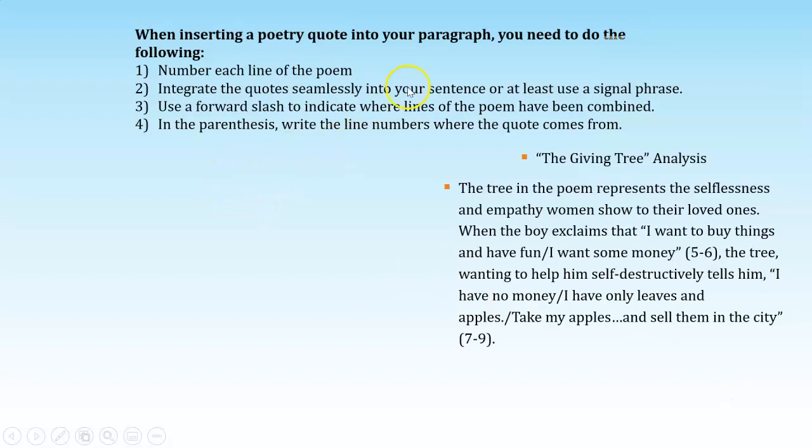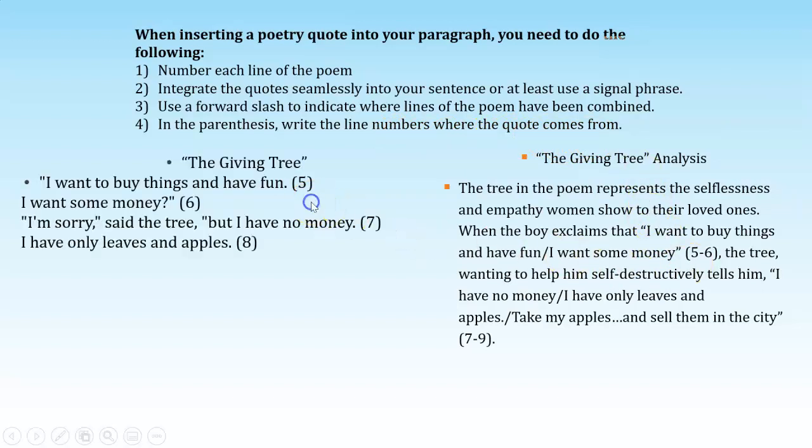And then integrate the quotes seamlessly into your sentence, or at least use a signal phrase. Use a forward slash to indicate where lines of the poem have been combined. In the parentheses, write the number of lines where the quote comes from. Okay. So, like, this is the giving tree.